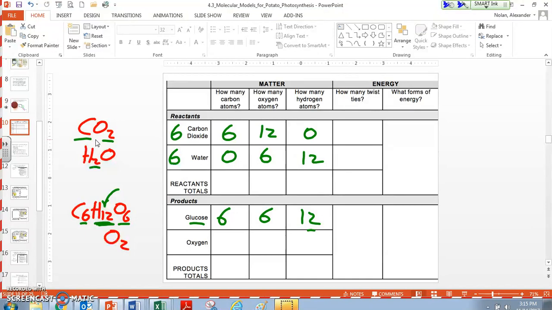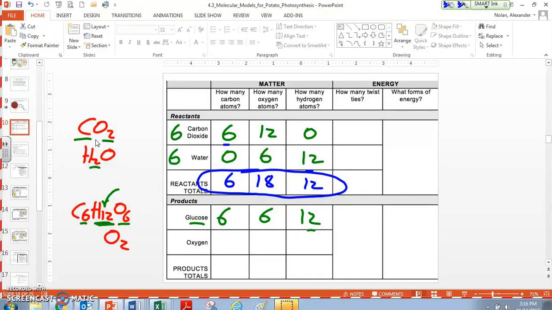Now we're pretty sure, just by looking at this diagram, that we've got it. We have added these up. We've got our 6 carbons dealt with, and we have our 12 hydrogens dealt with. We'll deal with oxygen last. But let's go ahead and add up our reactants. And we get 6, 18, 12, right? We get this 6, 18, 12 business.